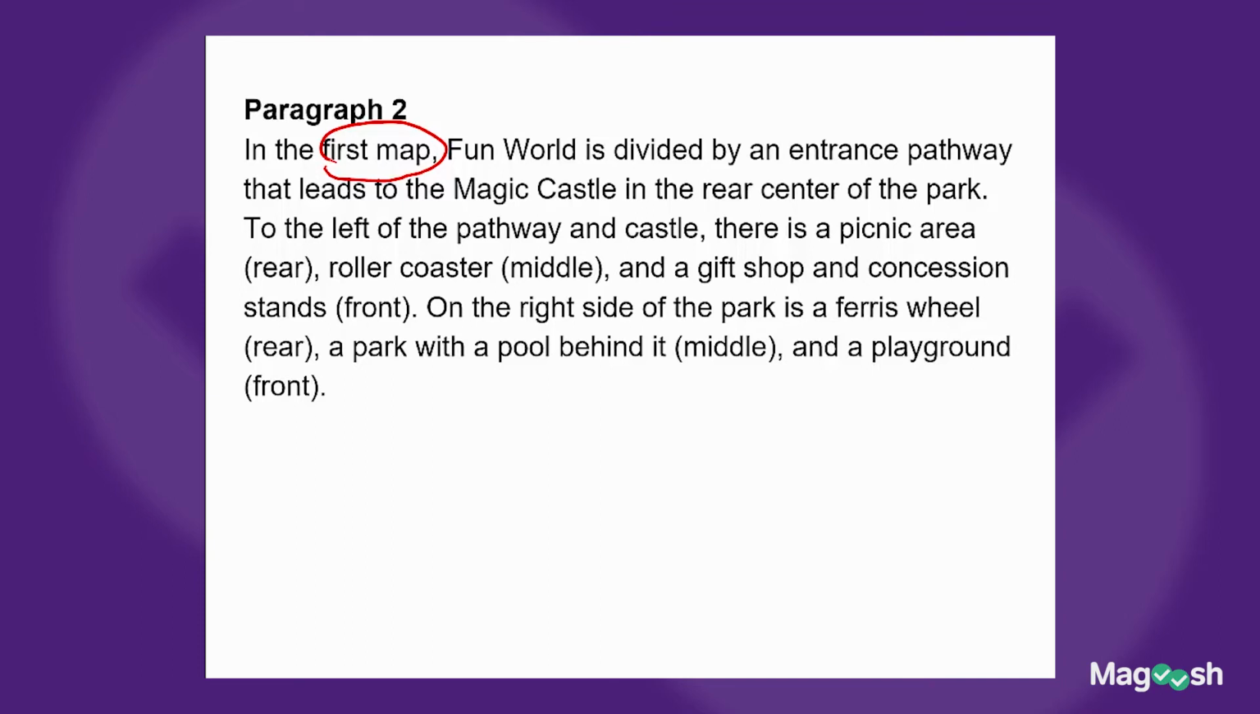Okay, notice all of this information we're using to locate items, right? To the left of the pathway and castle, in the middle, in the front, in the rear. All of these written clues show how you are organizing information, trying to basically give the reader an image of what's there. Maybe it's helpful to even pretend that the reader can't see the map that you're looking at. You have to describe how things are oriented on the maps as you go. That's one of the major tips we looked at earlier in the lesson.